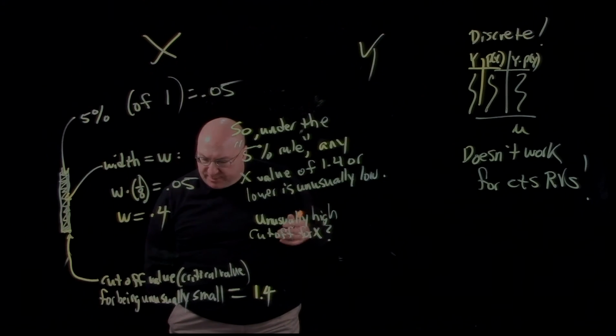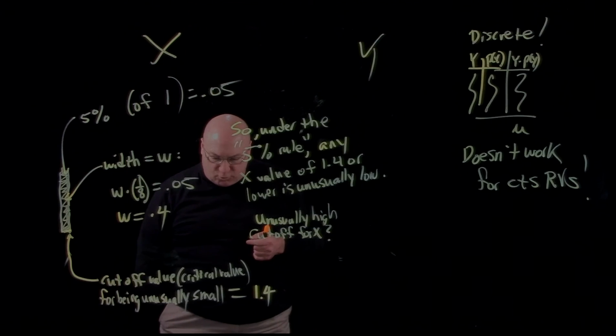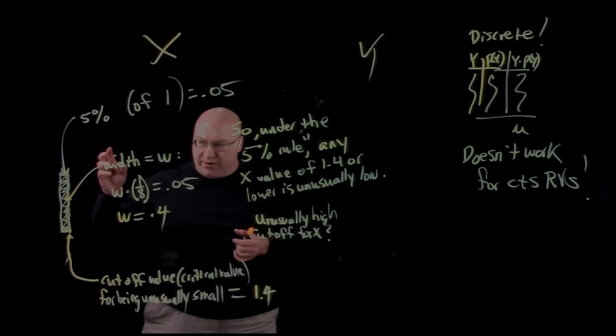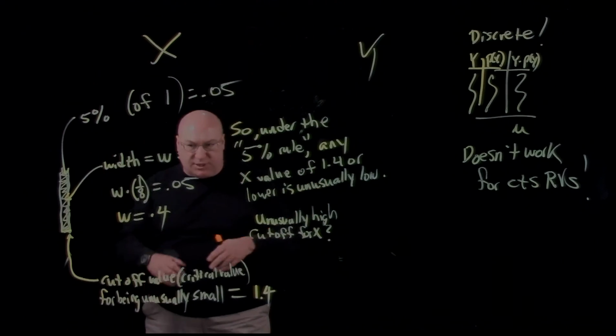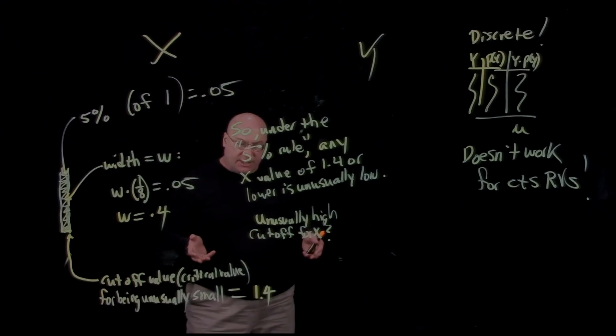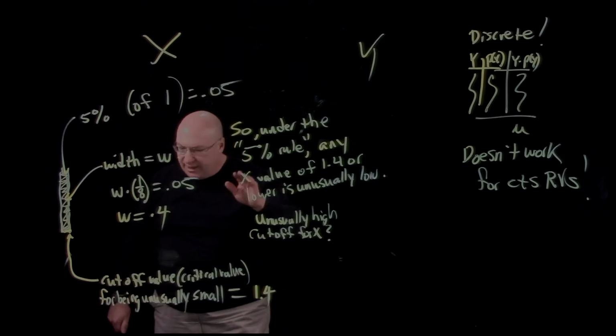Okay, and so I just want to end by saying that the key here to understand is that what we're doing is making sure that the area to the left or the area to the right is sufficiently small, because for continuous random variables, probability equals area under the PDF curve. And we'll stop there.